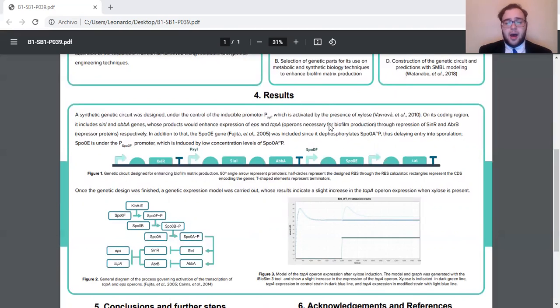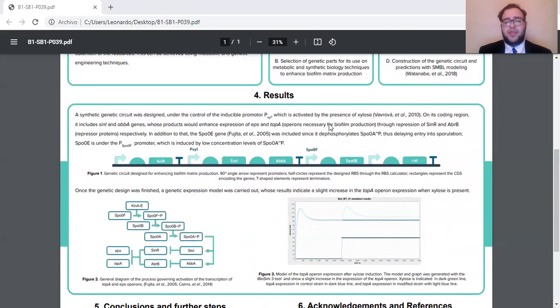These genes encode for proteins which then repress the activity of SinR and AbrB, which are repressor proteins in charge of repressing the expression of the EPS and the tapA operons, which, if we may remember, are the operons in charge of synthesizing the necessary machinery for producing the biofilm matrix.